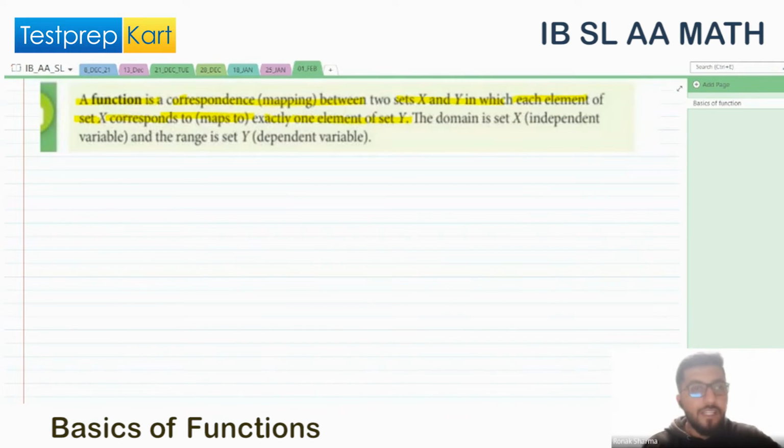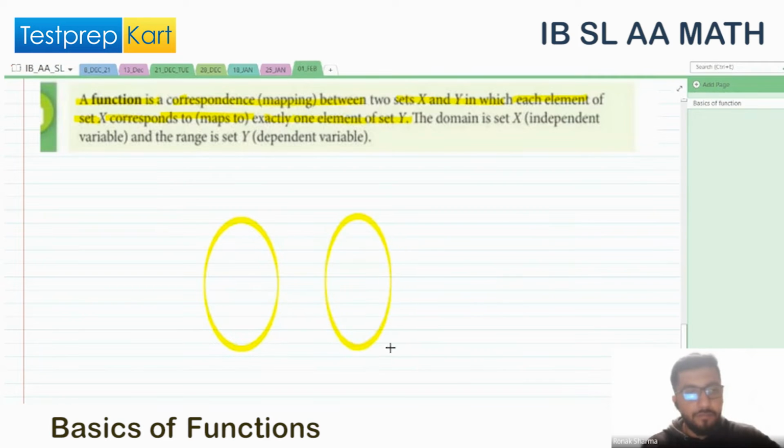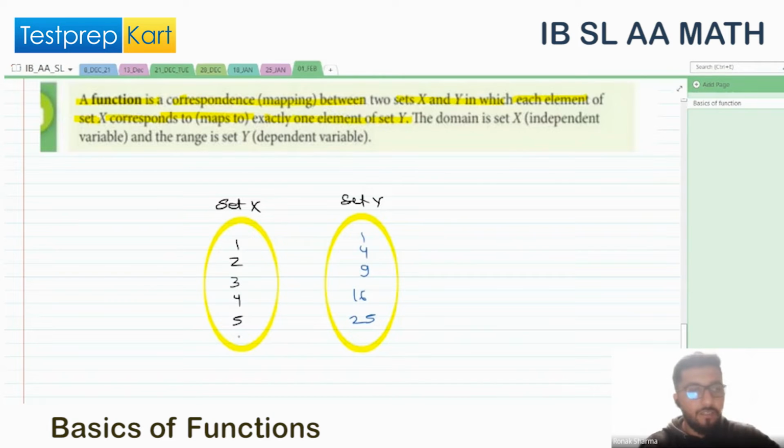Let's say I have a set X like this. And there is one more set, let's say set B. So this is set A, set X actually, and this is set Y. Now, let's say I have 1, 2, 3, 4, 5 elements in the set X. And I have, let's say, 1, 4, 9, 16, 25. And let's say I have minus 5 also and minus 4 also.